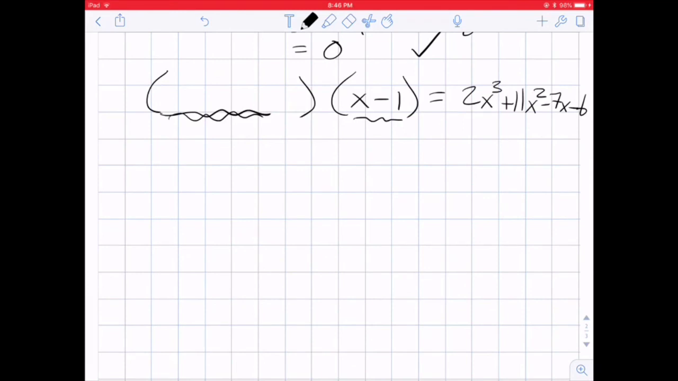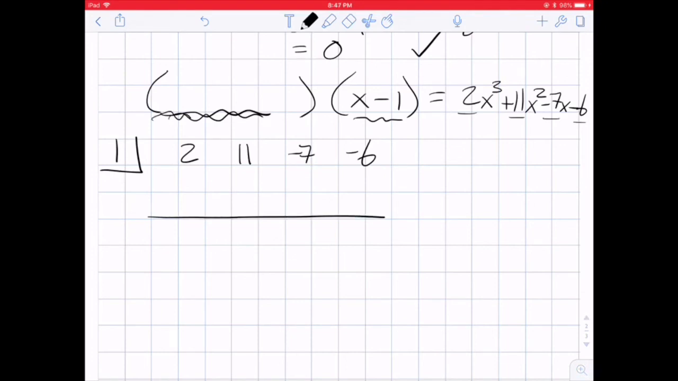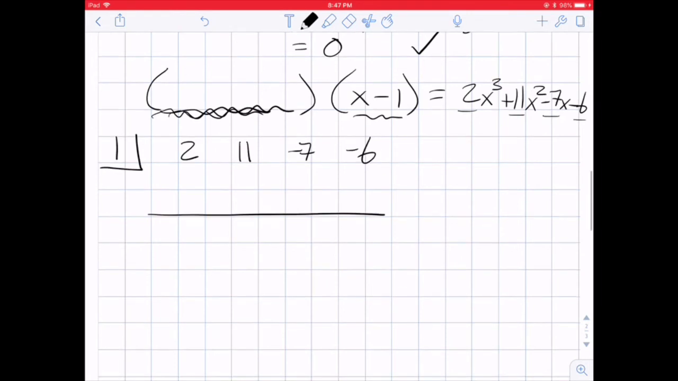You take the root, in this case 1, you put it in a box, and then you take the coefficients from the polynomial here, the 2 from the x cubed, the 11 from the x squared, the negative 7, and the negative 6. And I'm going to use them to come up with whatever should go in these parentheses here, the reduced polynomial.